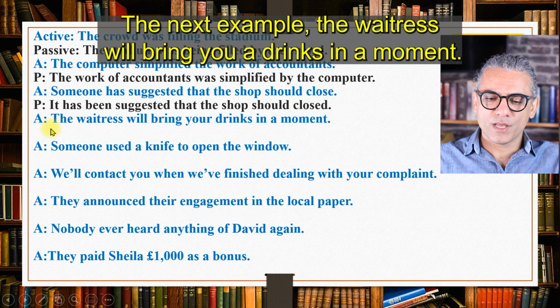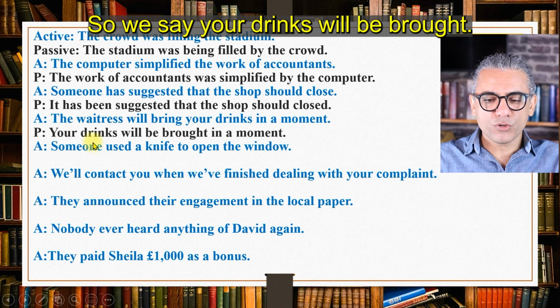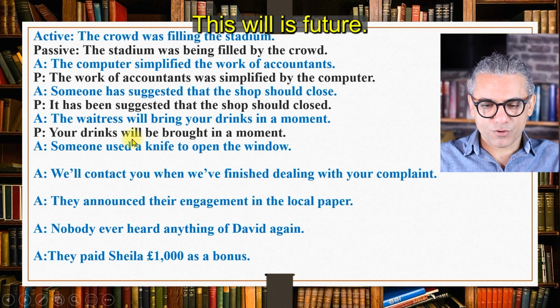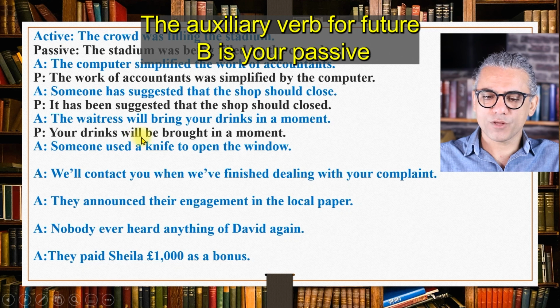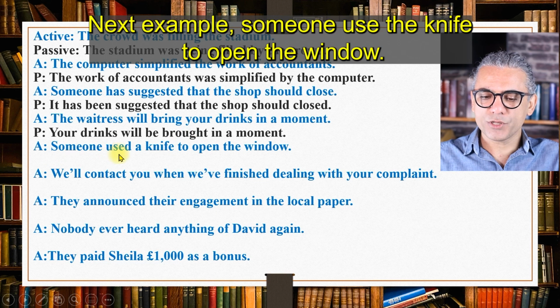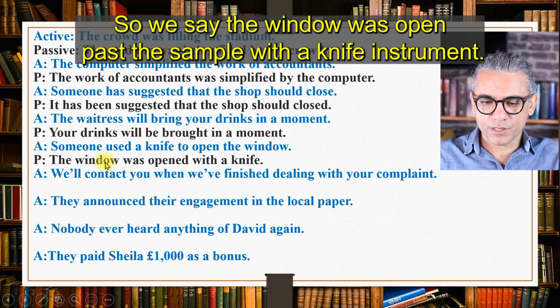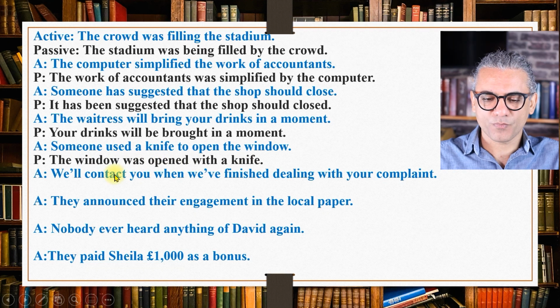The next example. "The waitress will bring your drinks in a moment." Okay, your drinks is obviously the object, so we say, "Your drinks will be brought." This "will" is future, the auxiliary verb for future. "Be" is your passive "to be," and "brought," the main verb in past participle form. Next example. "Someone used a knife to open the window." Okay, the window is obviously the object in here. So we say, "The window was opened," past simple, "with a knife," instrument.